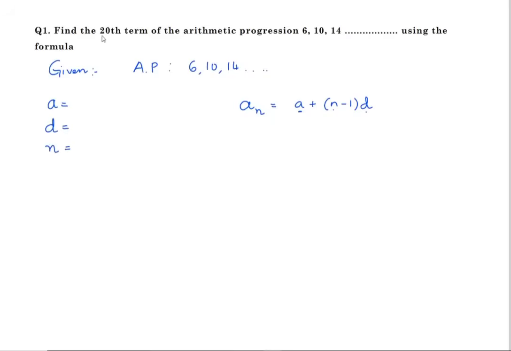The value of n is given in the question. We need to find out the 20th term, therefore n equals 20. Now, what is the a value? a is the first term, a equals 6. Now, what is d? d is the difference of any two consecutive terms, that is a2 minus a1 or a3 minus a2. That is 10 minus 6, which is 4. First term a equals 6, d equals 4 and n equals 20.